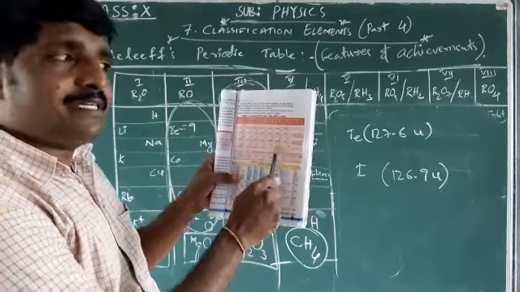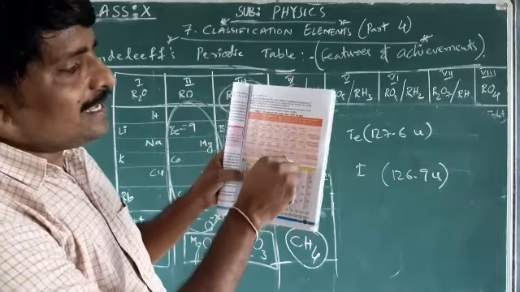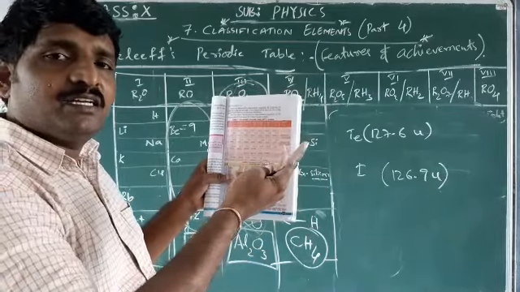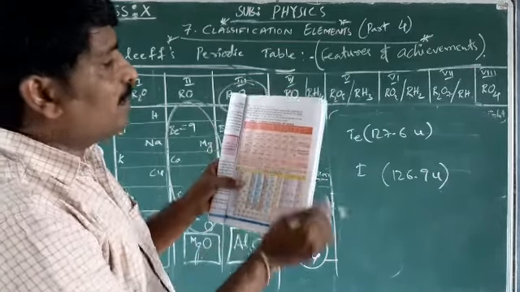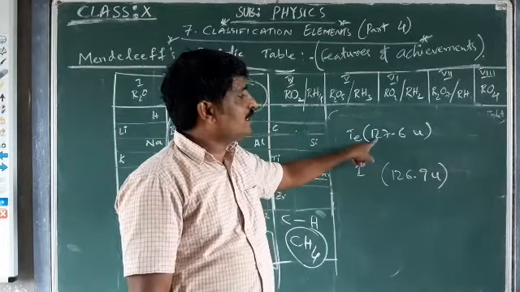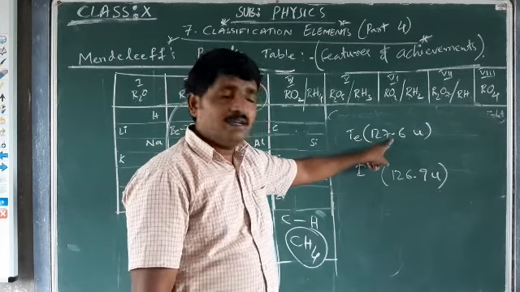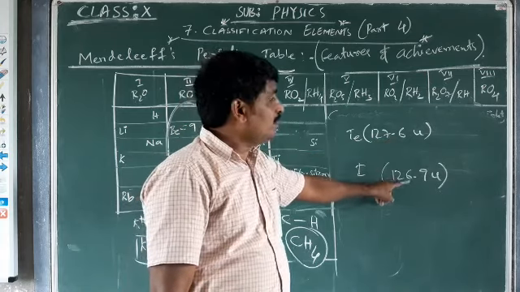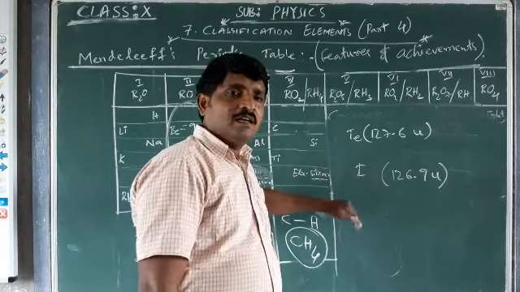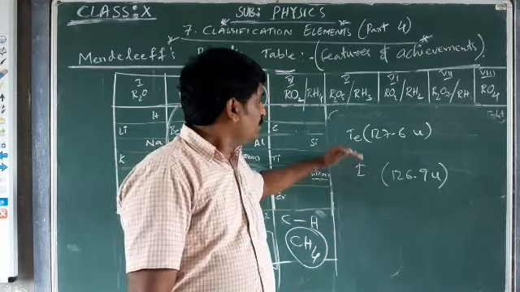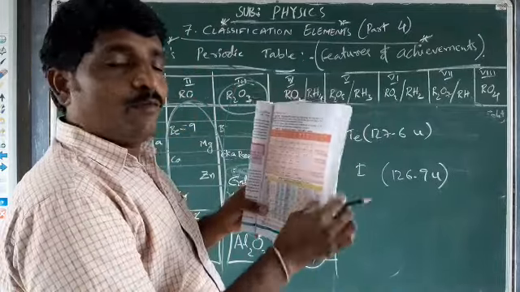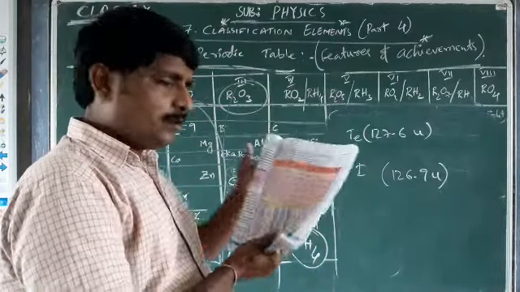Why has this change taken place? Because even though it is not following the order, tellurium is coming first and iodine next. Actually, iodine should come first and tellurium next, because of the increasing order: 126 is smaller than 127. So 126 should come first. That means iodine should come before tellurium, but in the table tellurium has come before iodine. Why this? This is the anomalous series.